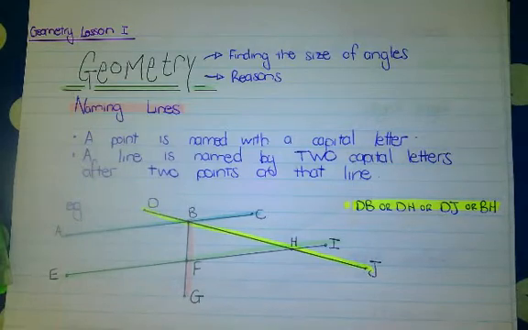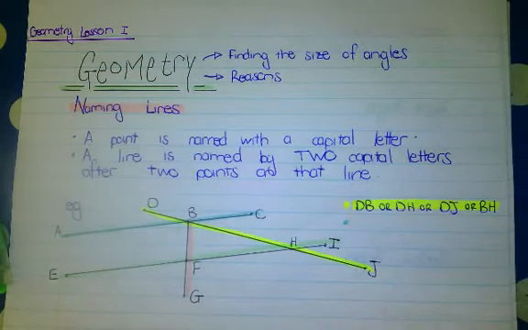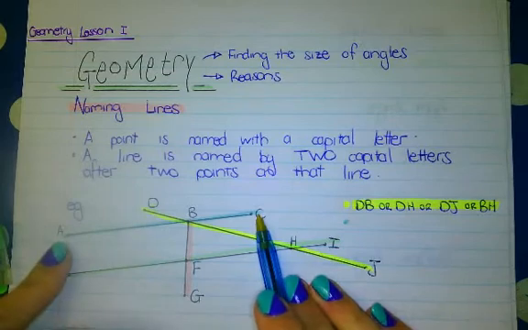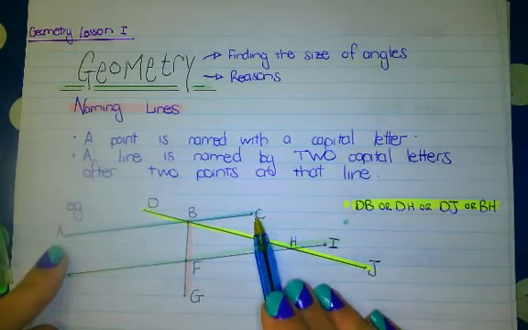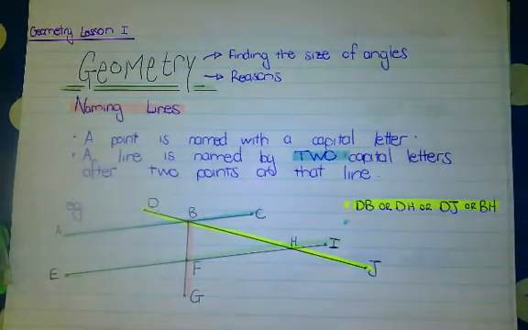Okay, let's do the blue one next. The blue one has fewer names because it has only 3 points on it, points A, B, and C. But please don't call it line ABC. Lines are named by only 2 capital letters, 2 of the points on the line.